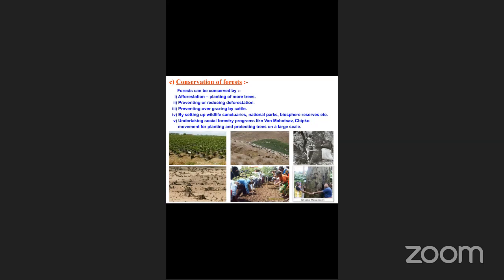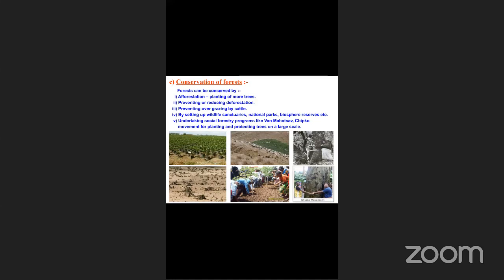Undertaking social forestry program, yes, just now I told you, Vana Motsava. Vana andra forest, Vana Motsava, Utsavakate ಮಾಡ್ಬೇಕು ನಾವು. Okay, we have to plant the trees. And very important is the Chipko movement for planting and protecting trees on a large scale.